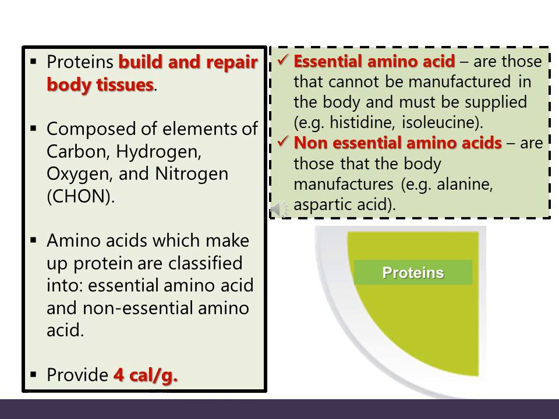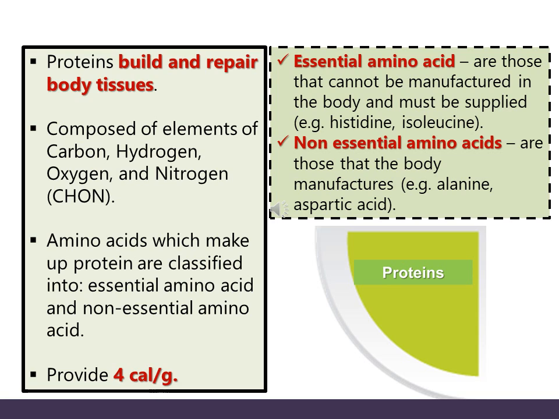Now, proteins are composed of 4 elements: carbon, hydrogen, oxygen, and nitrogen. Now, we have amino acids, and the amino acids make up proteins. Again, amino acids are also proteins. And these amino acids are classified into essential amino acids and non-essential amino acids. Now, this is very important.